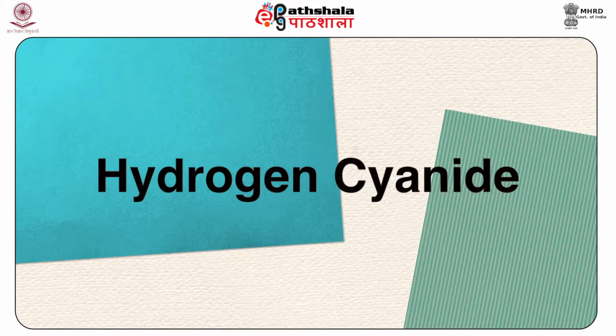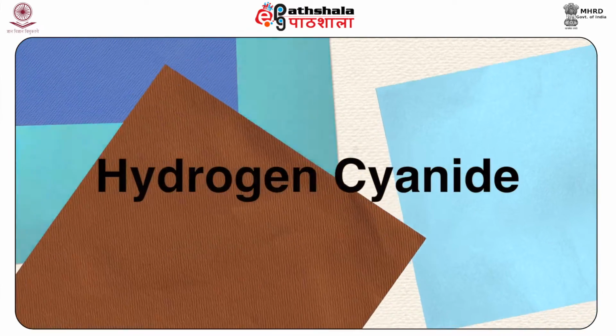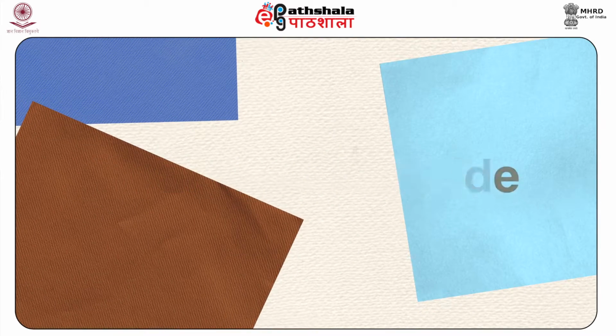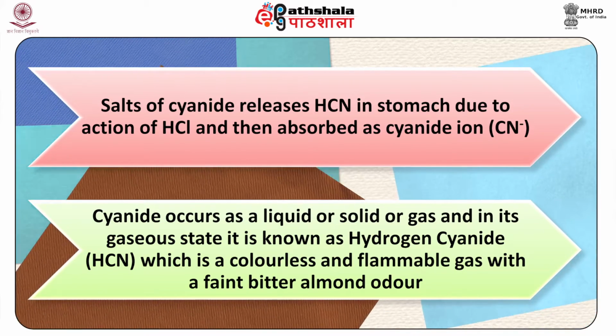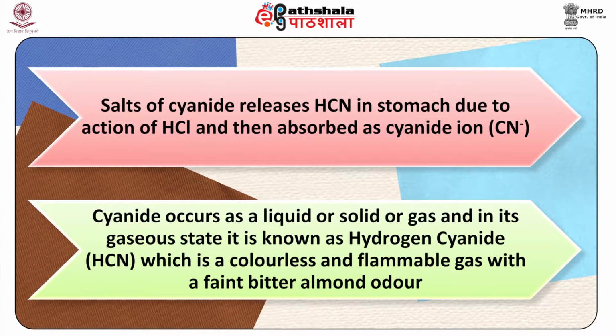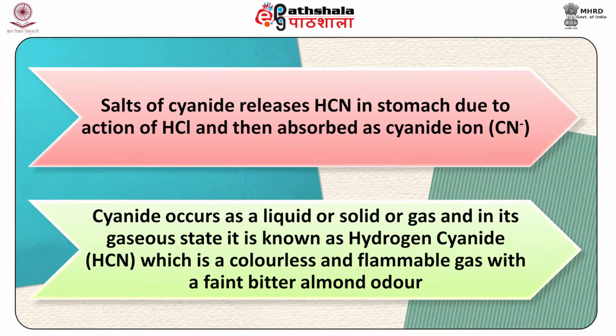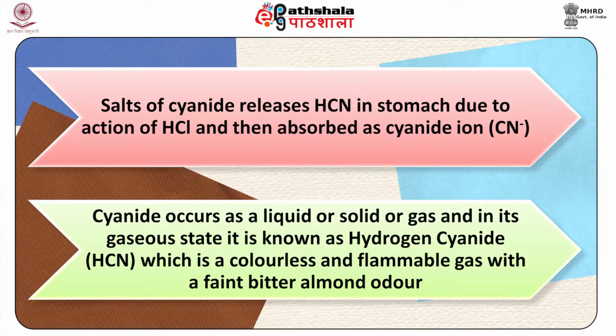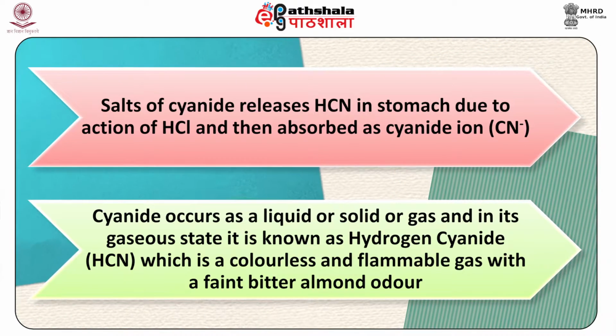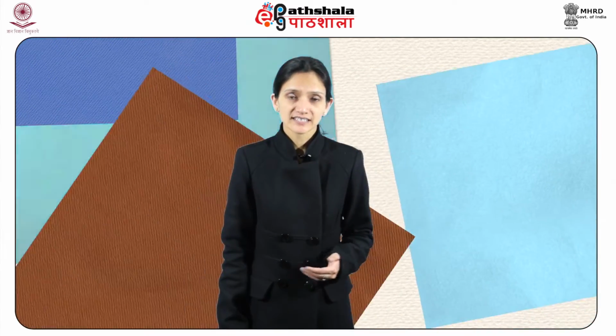Ninth is hydrogen cyanide. Lethal concentration 50 is 40 parts per million. Salts of cyanide release hydrogen cyanide in stomach due to action of hydrochloric acid and then absorbed as cyanide ion. Cyanide occurs as a gas or liquid or solid. In its gaseous state, it is referred to as hydrogen cyanide. Hydrogen cyanide is a colorless flammable gas with a faint bitter almond odor. Hydrogen cyanide is occasionally used for fumigation.